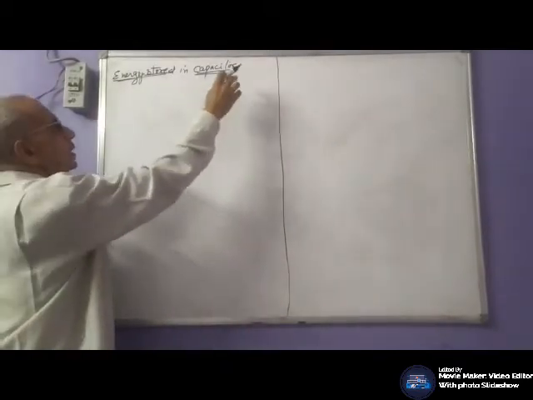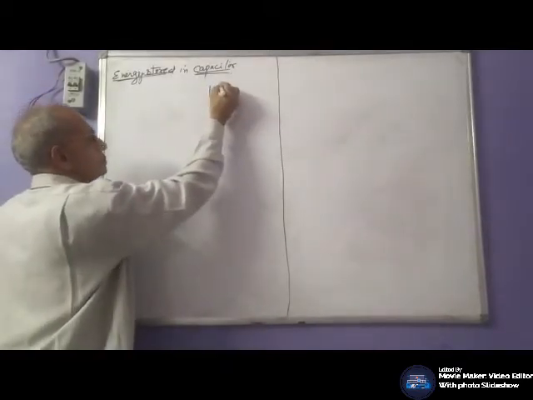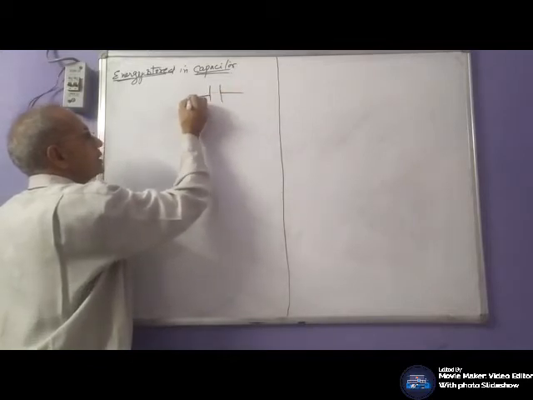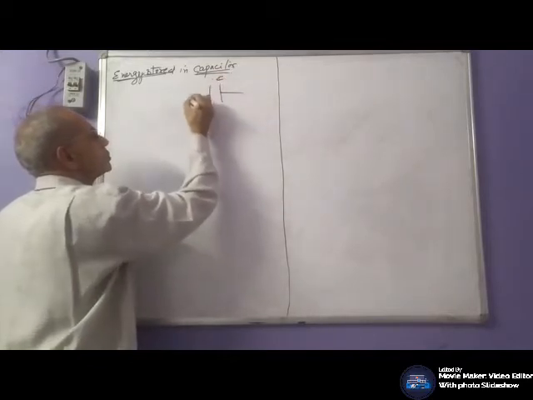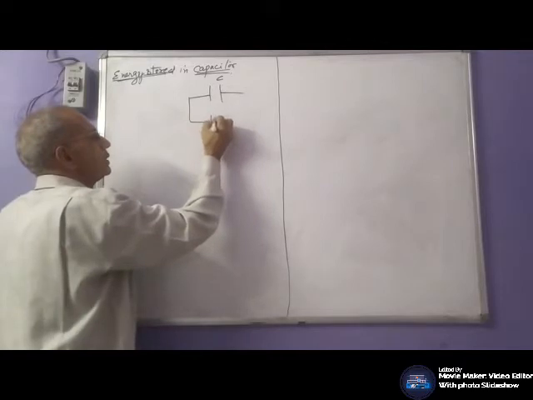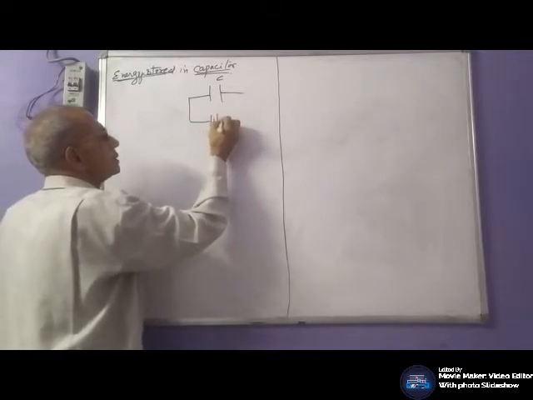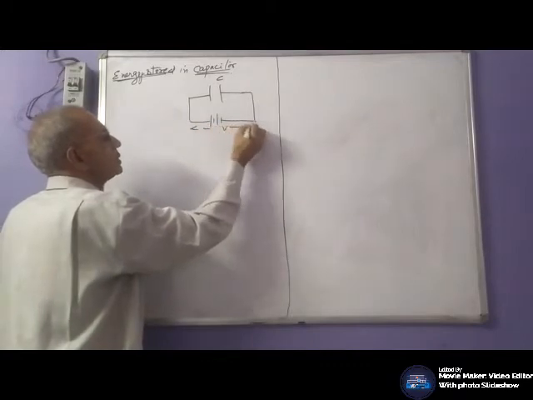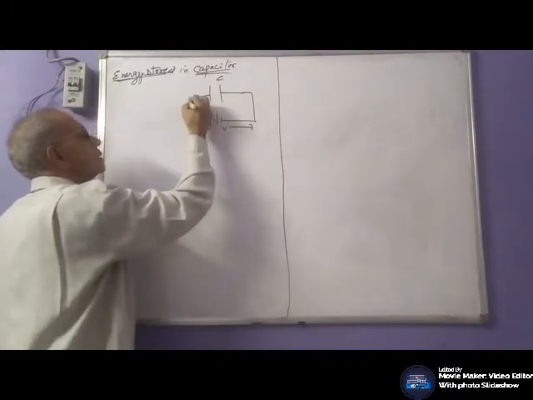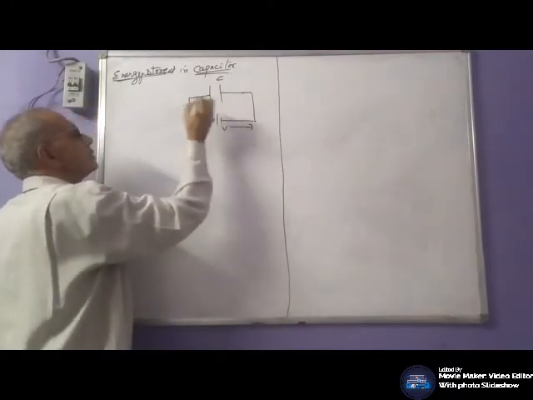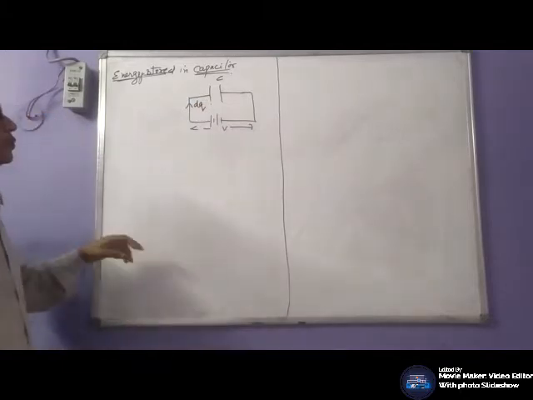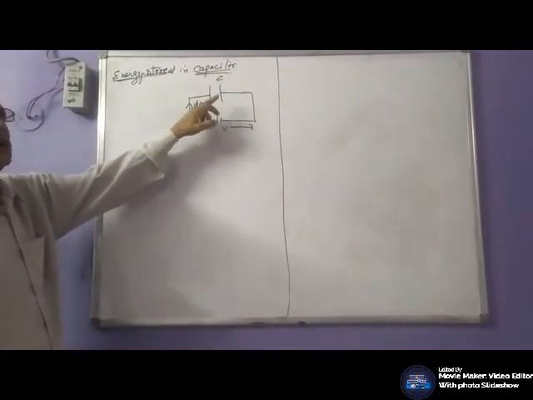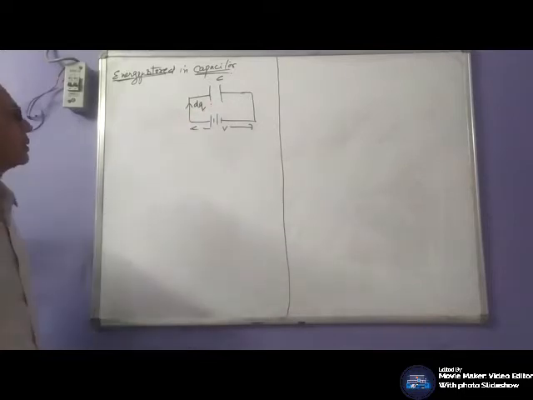Energy stored in a capacitor. This is a capacitor. This is a charging battery. The potential is V of this battery. dQ is the charge flowing. We have to find the energy stored in this capacitor.